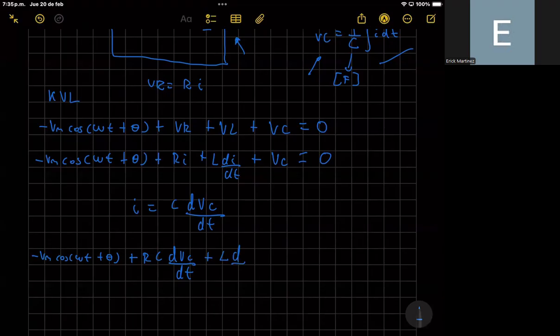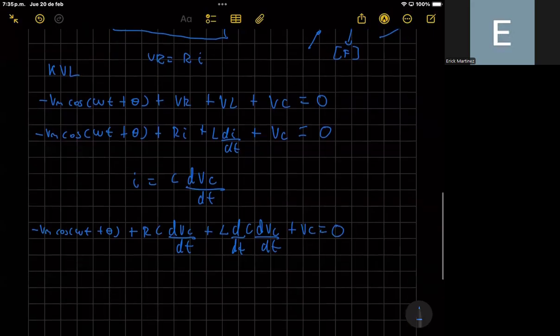But we know that the current is equal to this expression, so I can substitute that value here. So we have the derivative of the current with respect to time. Here we have the value of the current, that is C times the derivative of the voltage of the capacitor with respect to time, plus the voltage of the capacitor, and this is equal to 0.